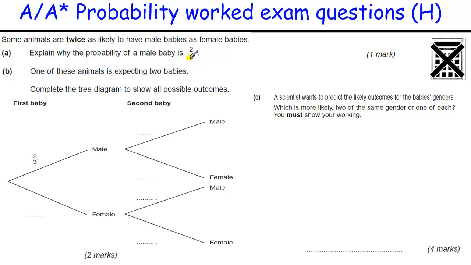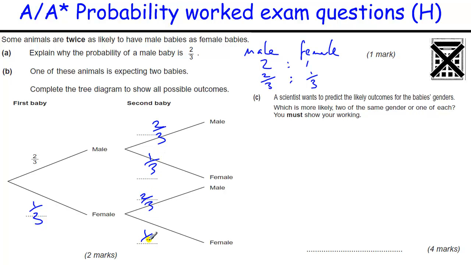Explain why the probability of the male baby is 2/3. So twice as likely males, females is on a ratio of 2 to 1, so the probability is 2/3 to 1/3. One of these animals is expecting 2 babies. Complete two tree diagrams, so 2/3, 1/3, 2/3, 1/3, 2/3, 1/3.